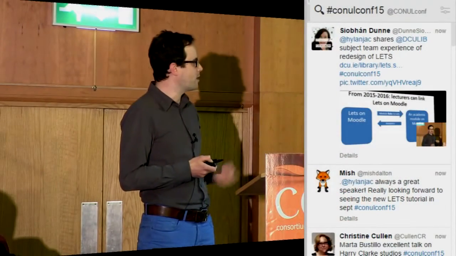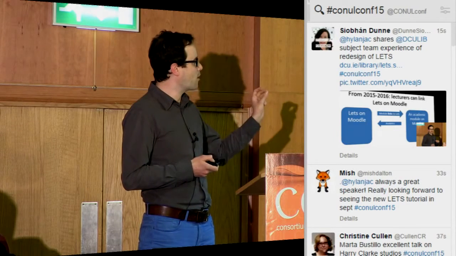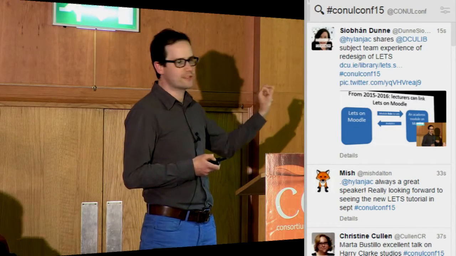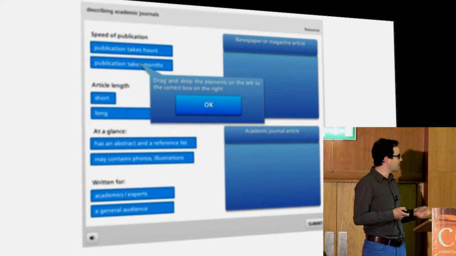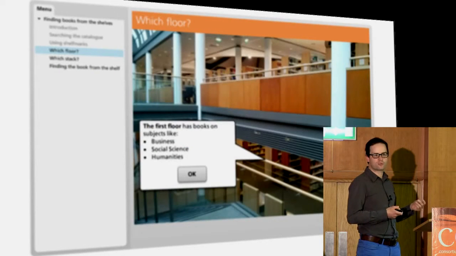Another couple examples here. That's a drag and drop interaction. Again, it's in demo, so it'll be a bit more polished when we finish that, where students have to choose the differences between popular journals and academic journals. That's one I made a few months ago. It's an interactive walkthrough of how to get books from the shelves, every step from having the book on your reading list to finding it on the catalogue to actually physically getting it on the shelves.